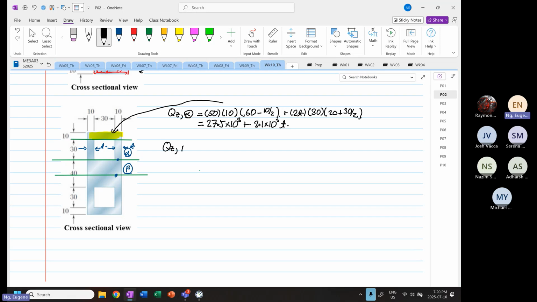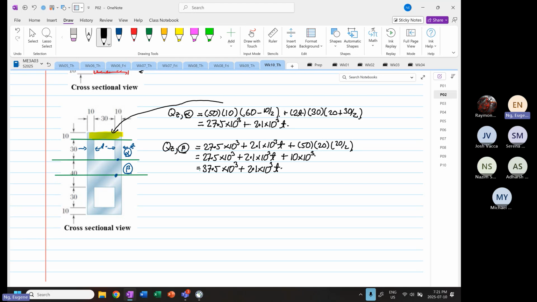So QZ up to point beta will be equal to 27.5 times 10 to the power 3 plus 2.1 times 10 to the power 3t, and then plus the width is 50, the thickness is 20, multiplied by 20 divided by 2. Okay. So this will be equal to 27.5 times 10 to the power 3 plus 2.1 times 10 to the power 3t plus 50 times 20 times 20 divided by 2, which is equal to 10 times 10 to the power 3. This will result to be 37.5 times 10 to the power 3 plus 2.1 times 10 to the power 3t. Right? So now we have everything.